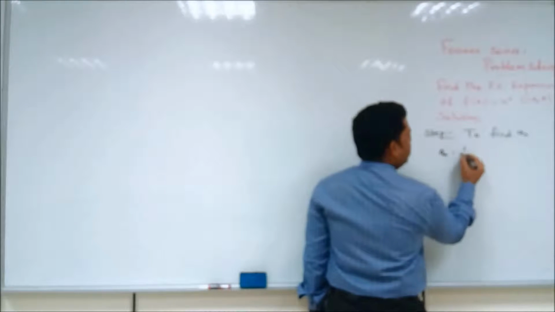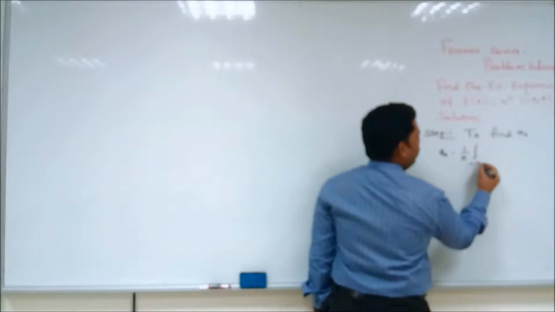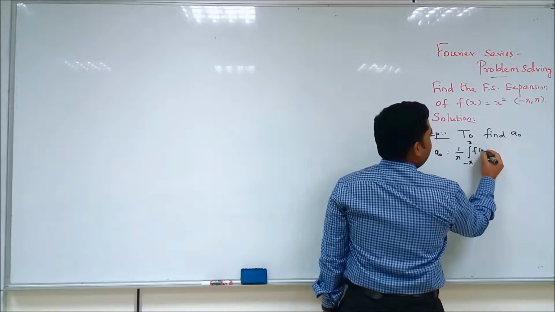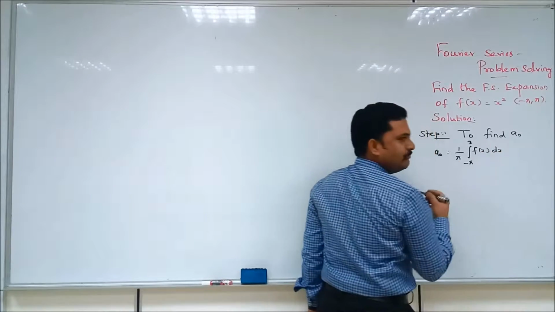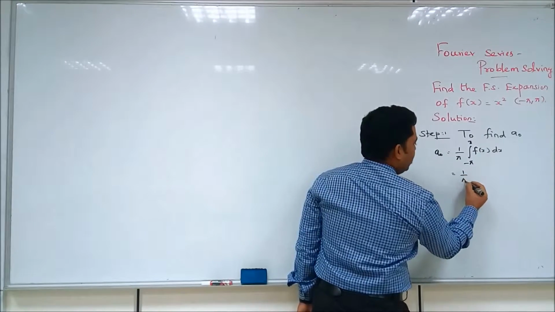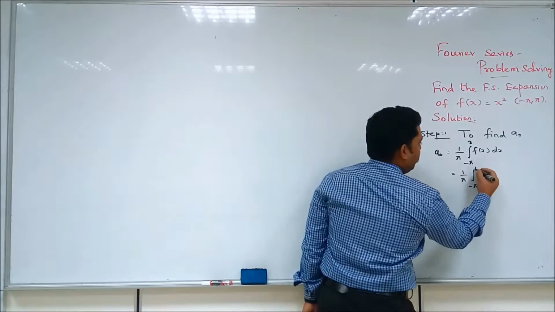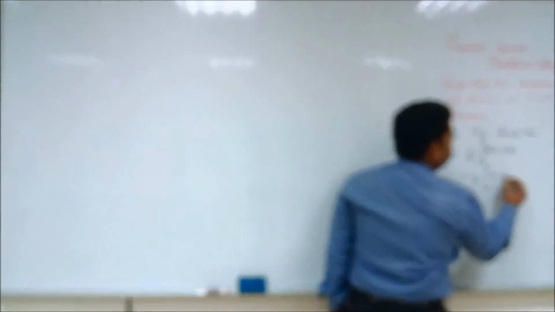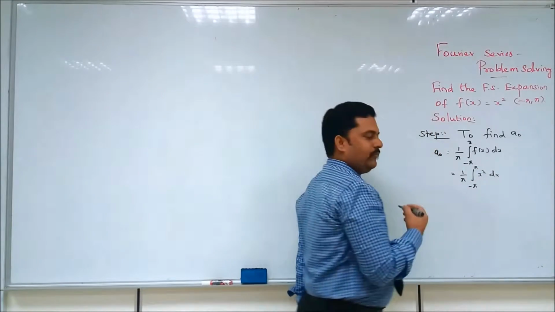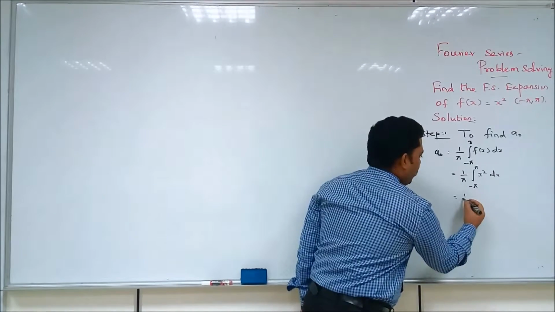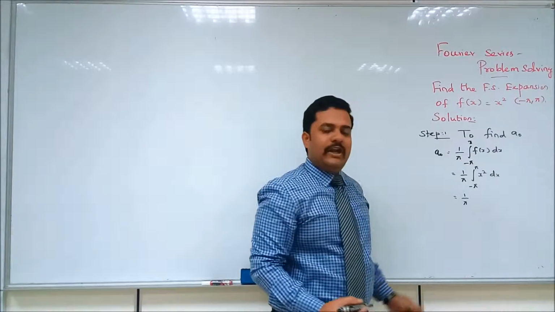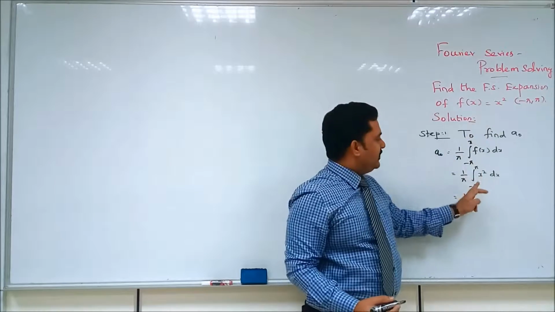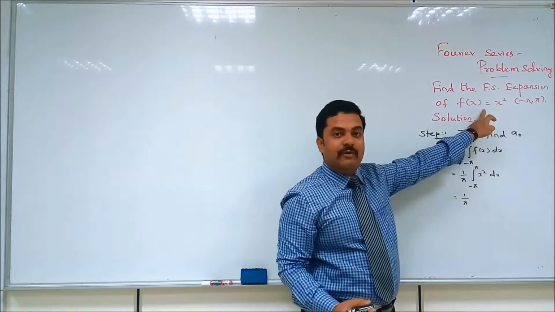The rule for a naught is 1 divided by pi integral from minus pi to plus pi of f of x dx, which is equal to 1 divided by pi integral minus pi to plus pi of x power 2 dx. We already discussed x power 2 and the types of functions. This x power 2, f of x, is an even function.